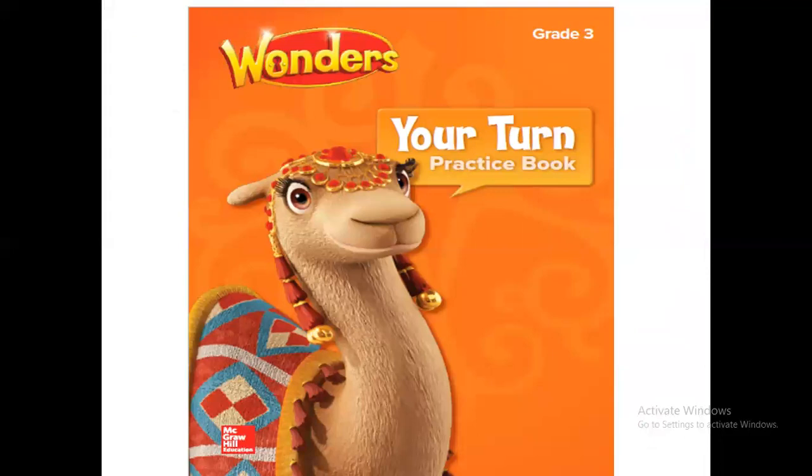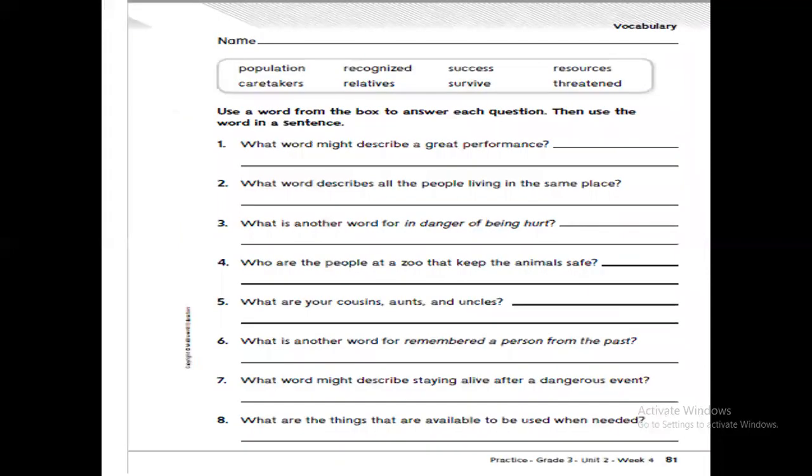Now, get your practice book. Open page number 81. Let's revise the words one more time. Population. All the people who live in one place. The population of animals. All the animals of the same kind who live in one place. Recognize, to remember someone from the past.